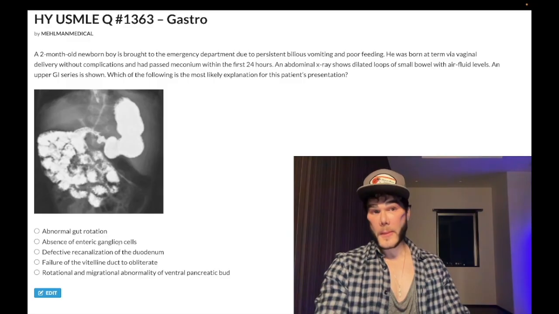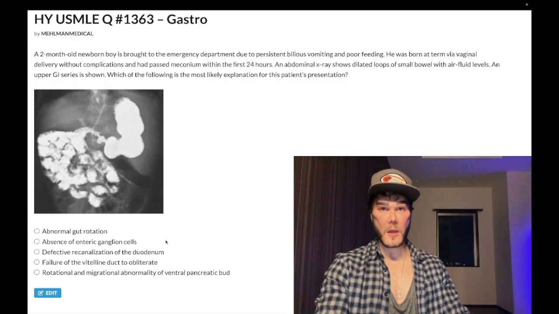Choice B, absence of enteric ganglion cells, wrong. That's going to be Hirschsprung disease. Classically Down syndrome, but not mandatory. It's failure of neural crest migration distally in the rectum all the way to the internal anal sphincter, with absent submucosal and myenteric plexuses, absent NO and VIP secreting neurons, which normally relax smooth muscle. So we have increased anal tone, and failure to pass meconium in the first 24 hours, which the patient here did just fine. So that's another reason we know Hirschsprung's is wrong, let alone the image is not what we'd see.